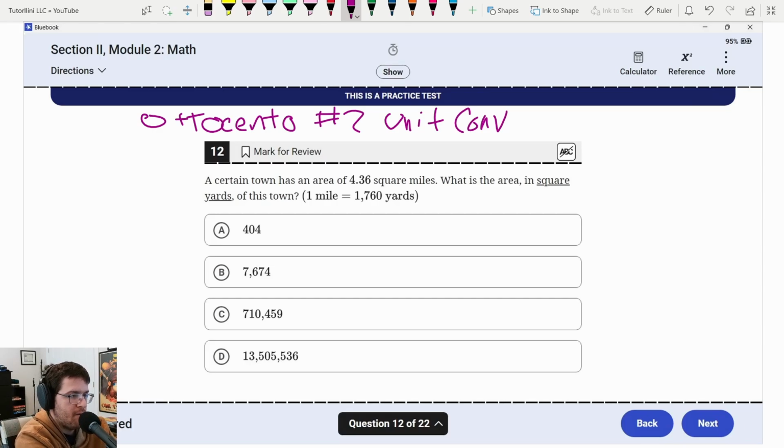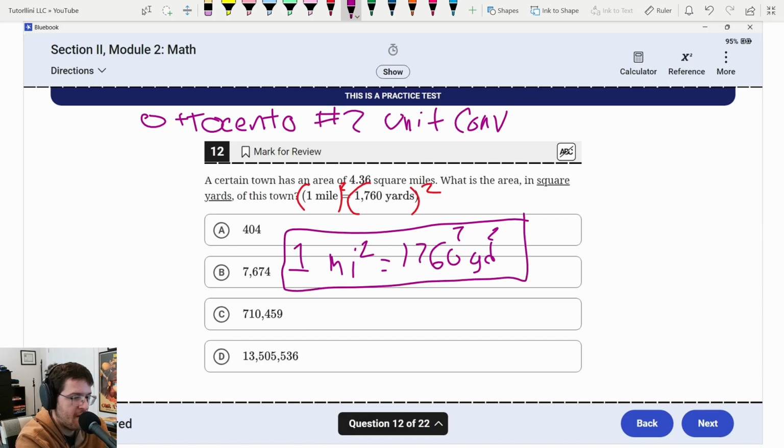All right, so this question is asking us about square units, but the conversion factor is not already in terms of square units. So what I need to do is I need to square both sides of the conversion factor. So 1 squared is just 1, so I get 1 mile squared is equal to 1760 squared. That's some really big number, so I'm just going to call it 1760 squared. You can compute it and write it down if you want. Yards squared. That's going to be our new conversion factor. We're going to use that.